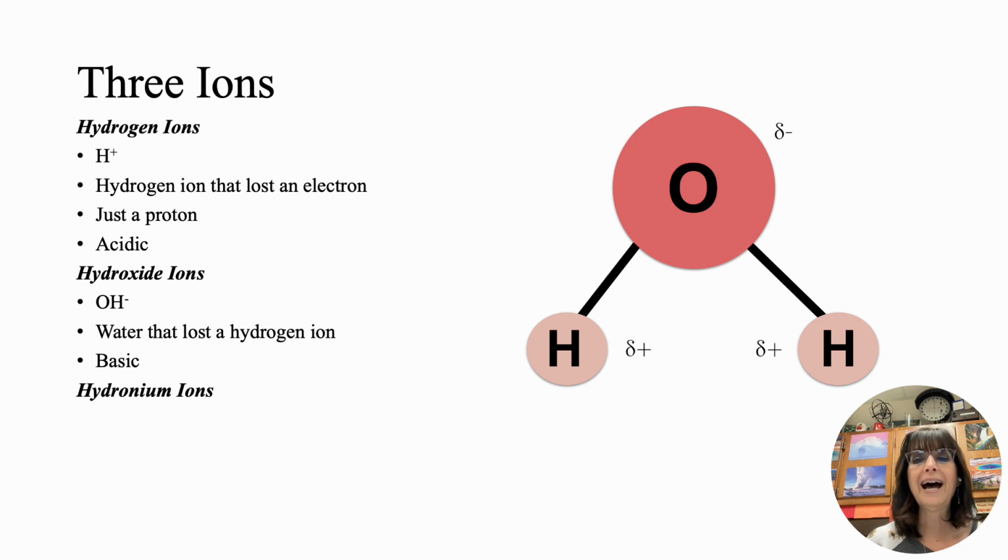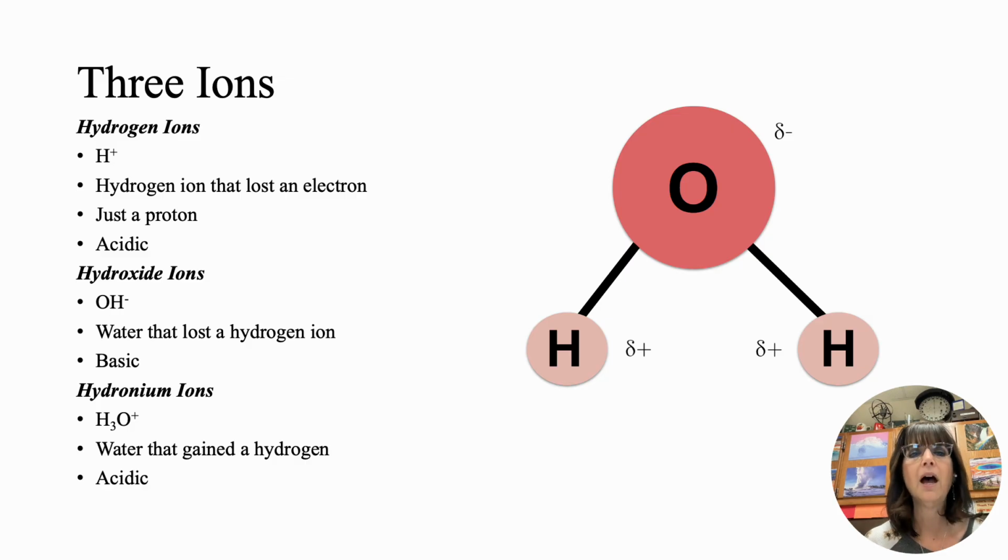Then we have something called hydronium. Hydronium is H3O+. It's water that has gained an H. And just like H+, it's considered acidic, okay? We'll get into this a little bit more as we work through some handouts and whatnot and try to solidify these words. But a lot of kids confuse hydrogen, hydroxide, hydronium. You have got to establish those 3 words perfectly in your head, okay?